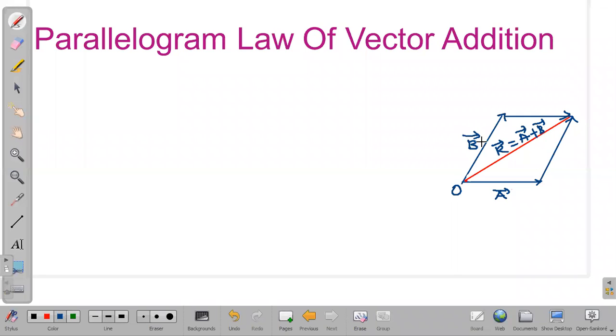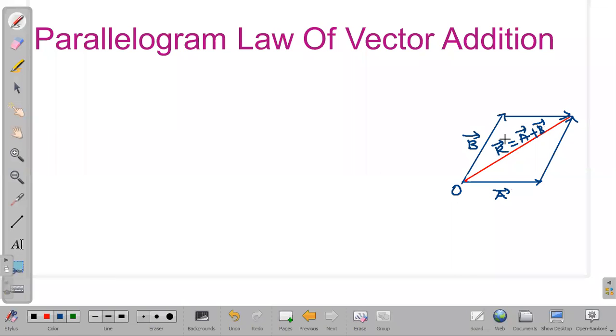So what is the statement actually? Parallelogram law of vector addition statement: if two vectors, both magnitude and direction, represent two adjacent sides of a parallelogram from the same common point, then the resultant of these two vectors is the diagonal of the parallelogram. So this diagonal part we have to find.